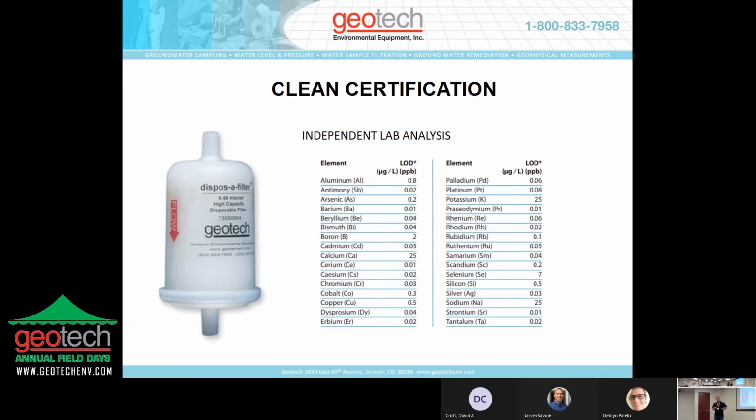As long as you know how to read it, everybody has a certificate, but their numbers, I almost guarantee, are not as impressive as this. Our polyethersulfone filters, just as a disclaimer, have 50 trace metals, and their limits aren't as low as these either. So this is based on the VersaPore membrane.